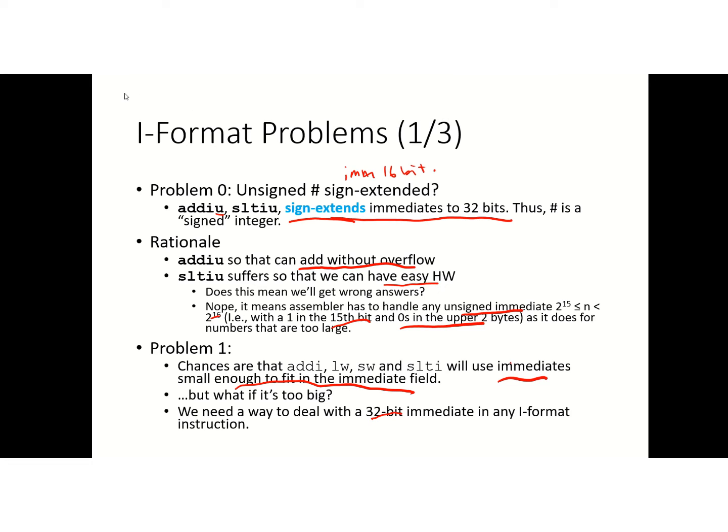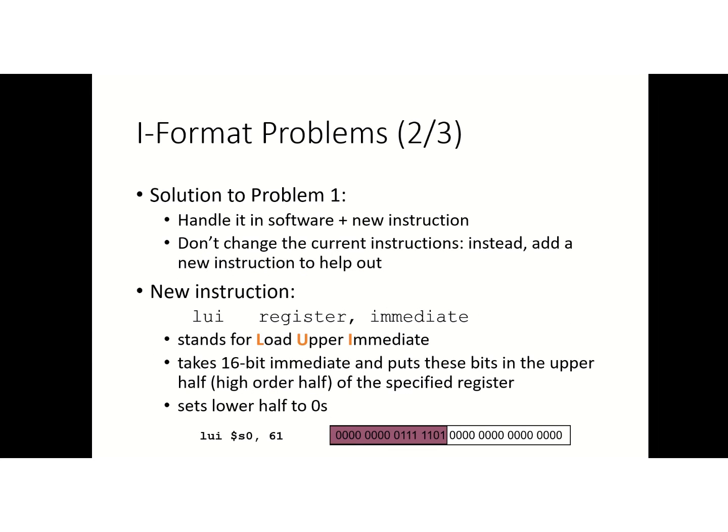Let's say the immediate is too big, and you want to store it into a register. So we need to find a way to deal with the 32-bit immediate in any I format instruction. The way to solve it is by using software and a new instruction. So don't change the current instruction. Instead, we add a new instruction to help out.